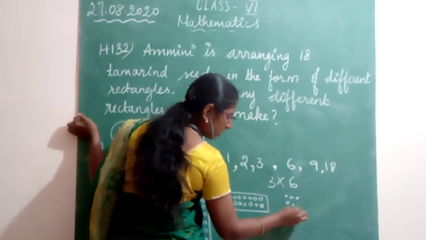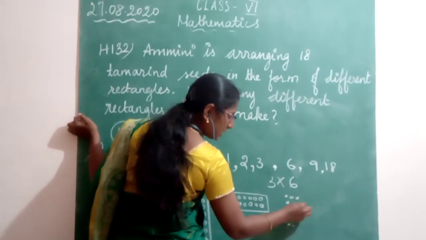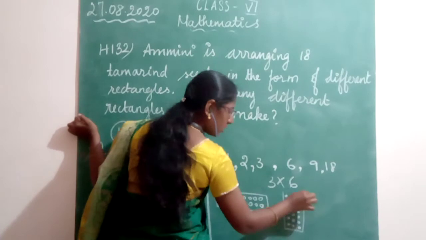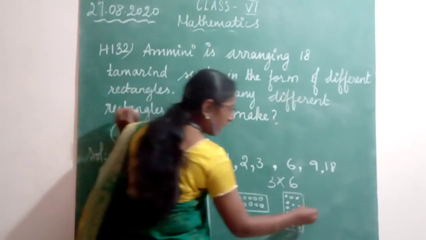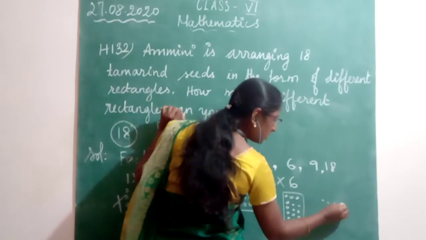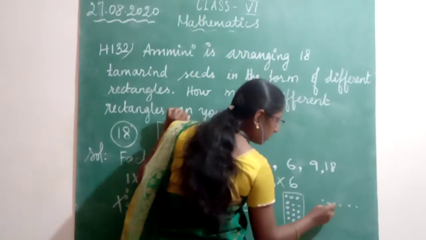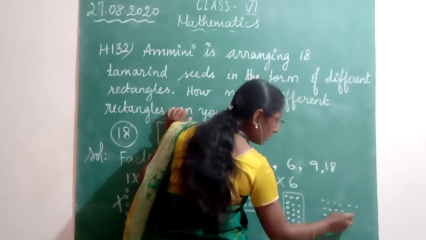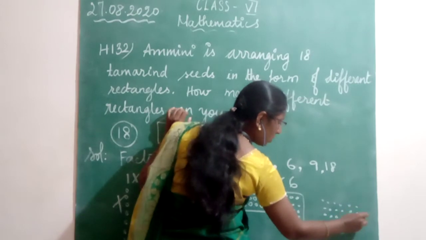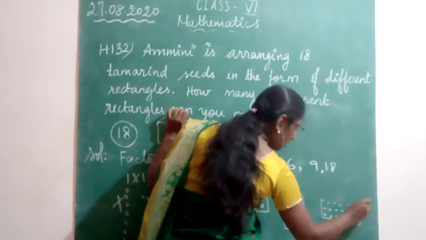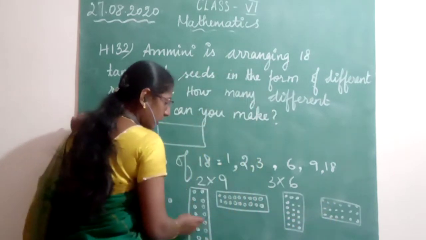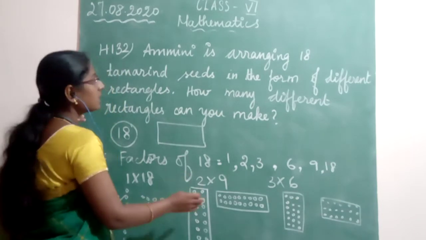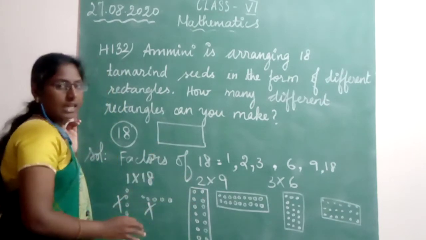Understood? Each row is having 3 seats and there are totally 6 rows. Then you can have 6 columns and 3 rows. Each column is having 3 seats, or else you can say each row is having 6 seats. Understood? So you can have 1, 2, 3, 4 ways of drawing rectangles, of arranging the seeds in rectangle. Understood?